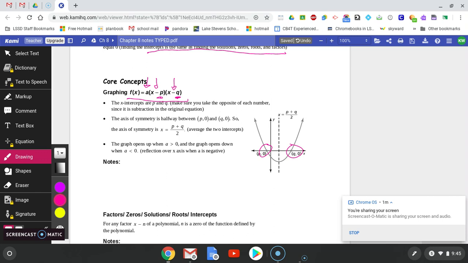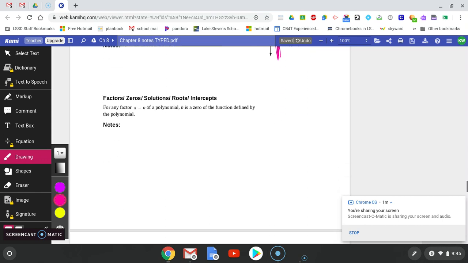And then to find your axis of symmetry, well, your axis of symmetry always goes halfway between your two intercepts. Therefore, it's going to be the average of those two. So you would do the opposite of your p term plus the opposite of your q term, and then divide that answer by 2, and that would give you where your axis of symmetry is. The a term still tells us how wide it is. If the a term is a positive number, it's opening up. If your a term is a negative number, it's that reflection over the x-axis that's opening down.